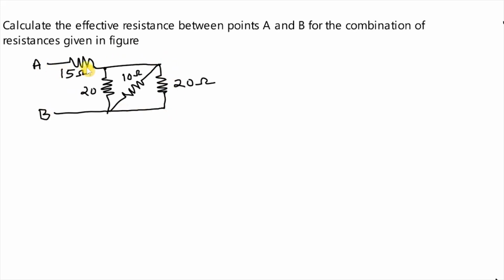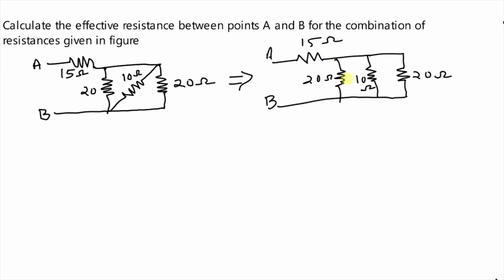First 15 ohm resistance is coming, then 3 resistances are connected like this. See, in this point, you can see that this 20 ohm, this 10 ohm and this 20 ohm is coming to a common point, and here also the other point of the 20 ohm, 10 ohm and 20 ohm is coming to a common point. That is, this 20 ohm, 10 ohm and 20 ohms are coming in parallel.